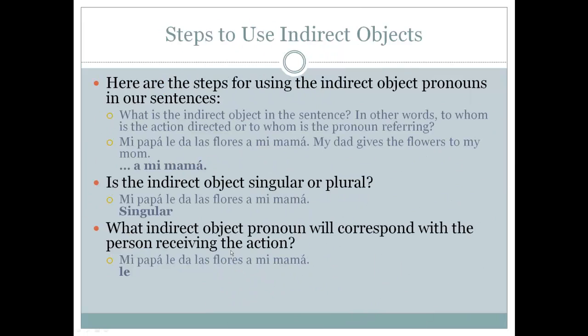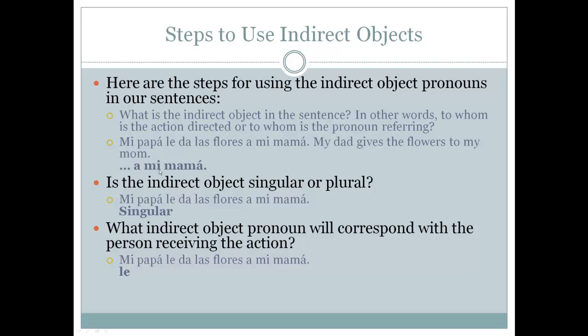Okay, so let's use indirect objects. Here are the steps for using indirect object pronouns. What is the indirect object in this sentence? In other words, to whom is the action directed, or to whom is the pronoun referring? Mi papá le da las flores a mi mamá. My dad gives the flowers to my mom.